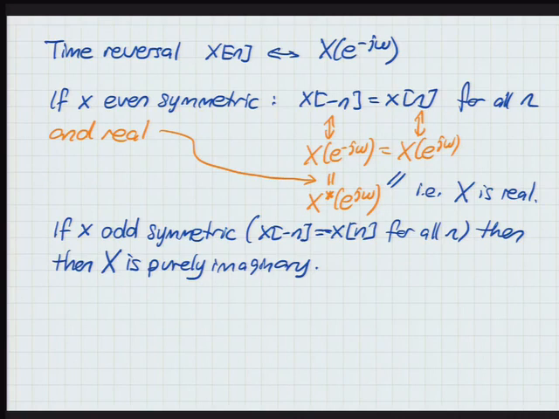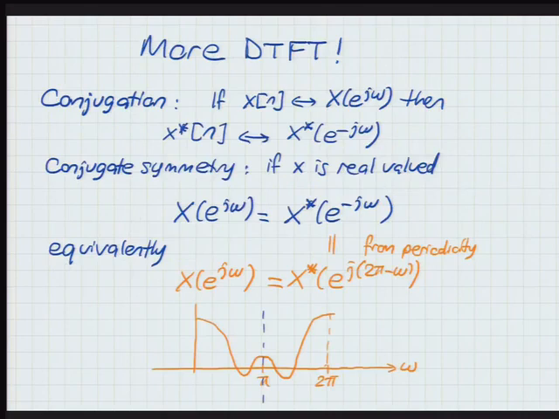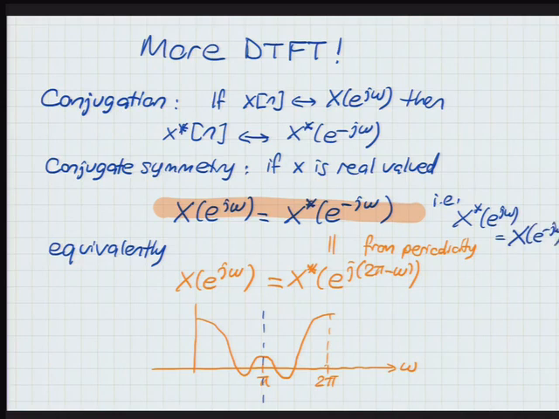Well, so okay, let's go back here. So here's what we claimed, right? This is the same as saying that if I star both sides, it says X star of e to the j omega is equal to X of e to the j omega, and that's what I wrote there. Does that make sense? It's the same idea, just rewritten.